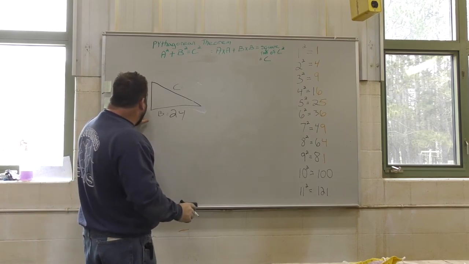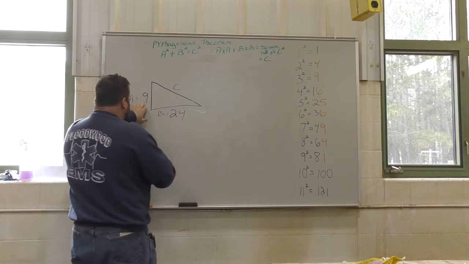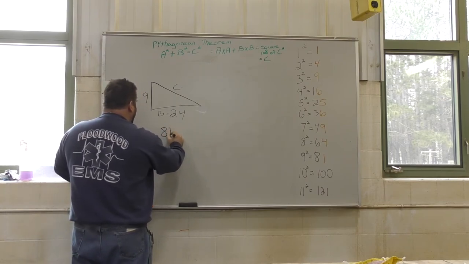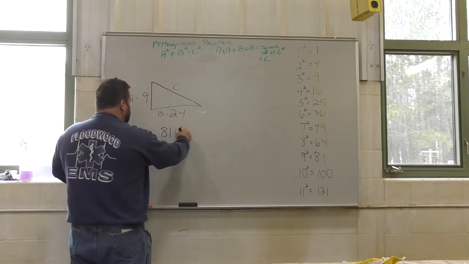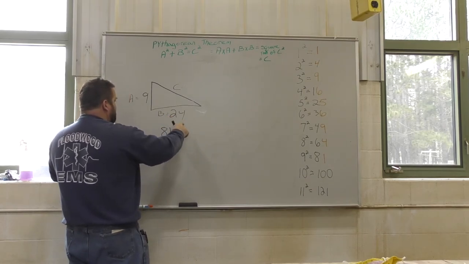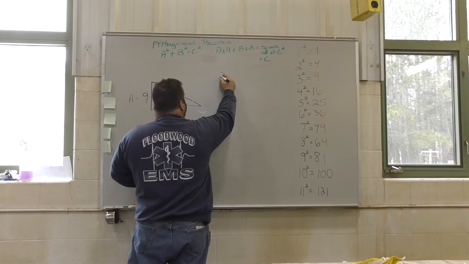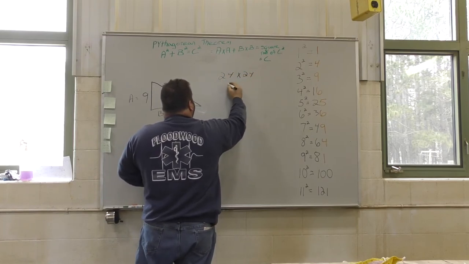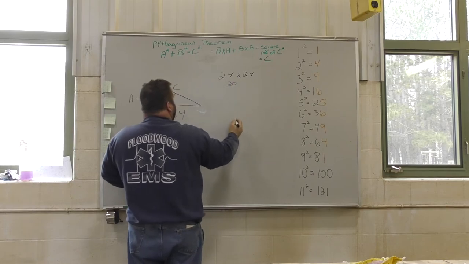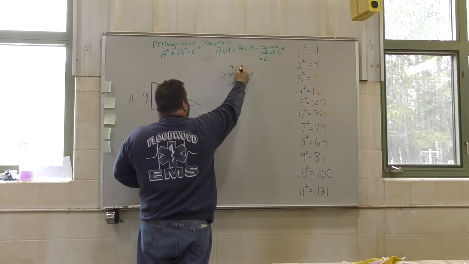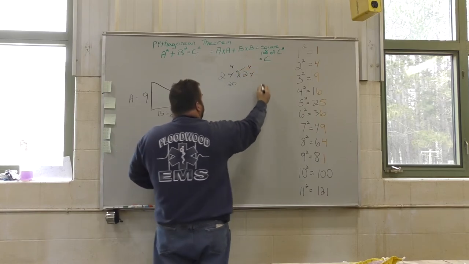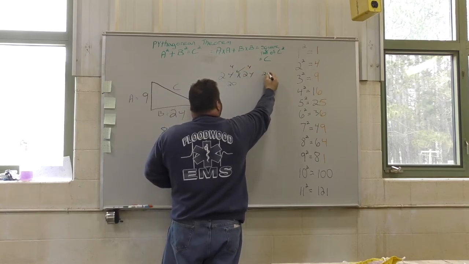So again, a squared plus b squared, so 9 squared, 9 times 9, Pythagorean theorem, 81 plus b squared, so 24. Again, if you don't know what 24 squared is, just go 24 by 24. We could use a base number of 20. This is 4 greater, this is 4 greater. Diagonally in one direction, that's 28.